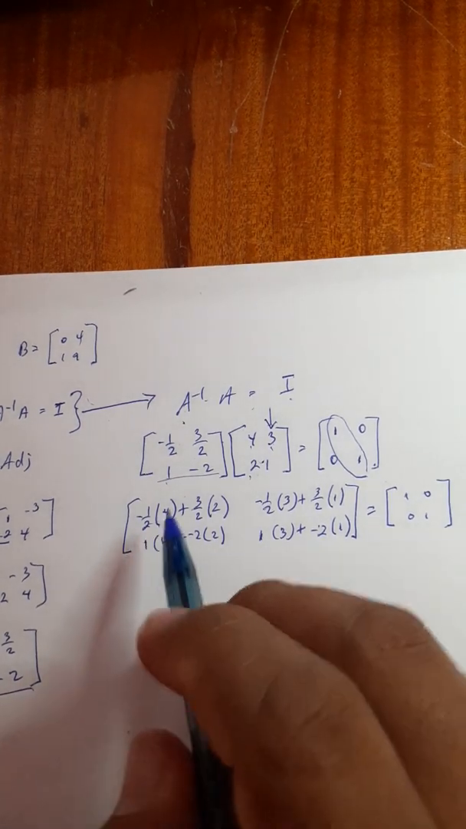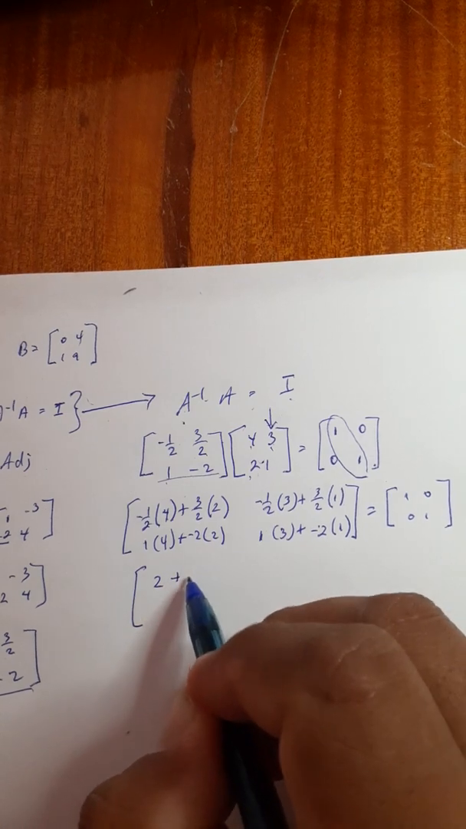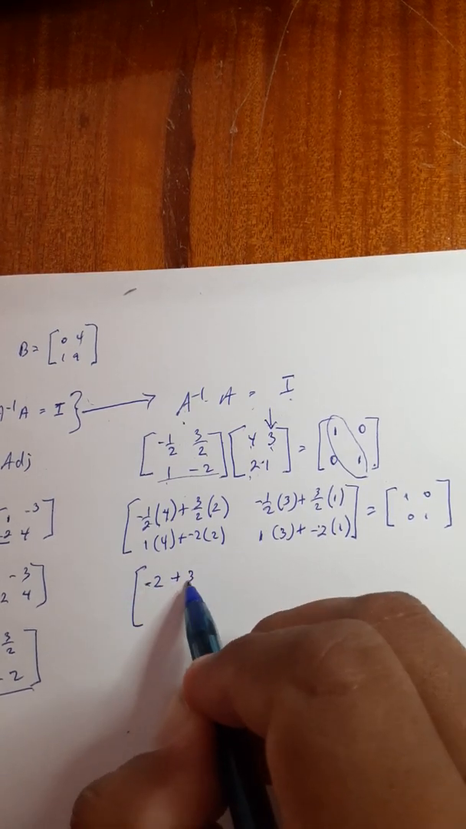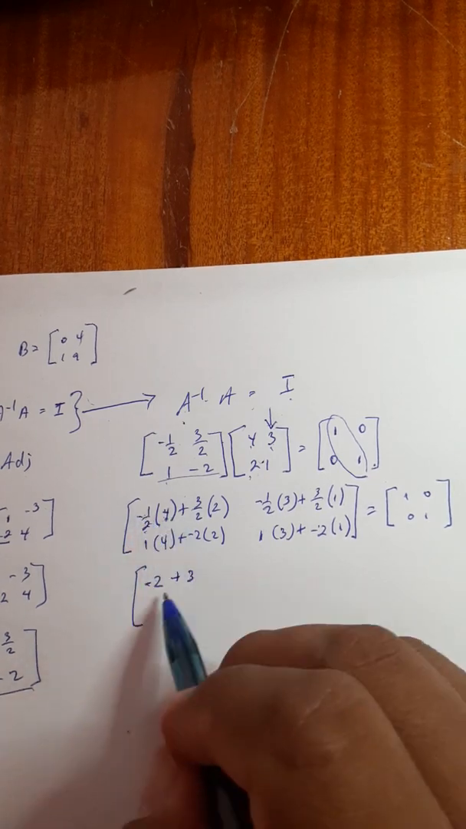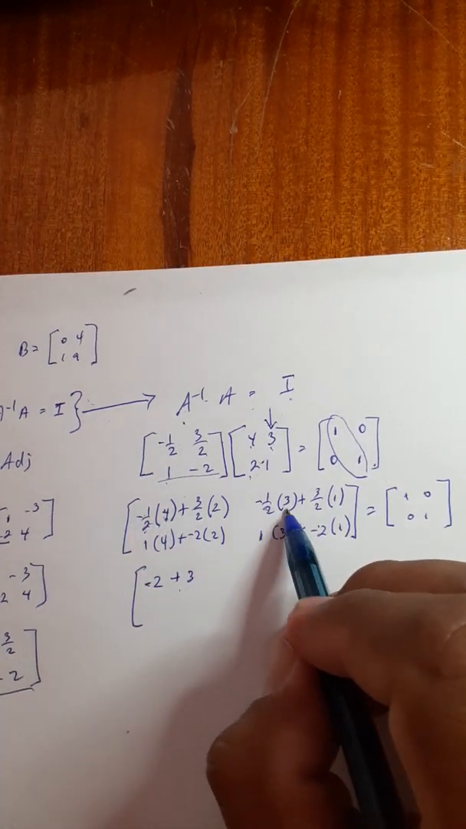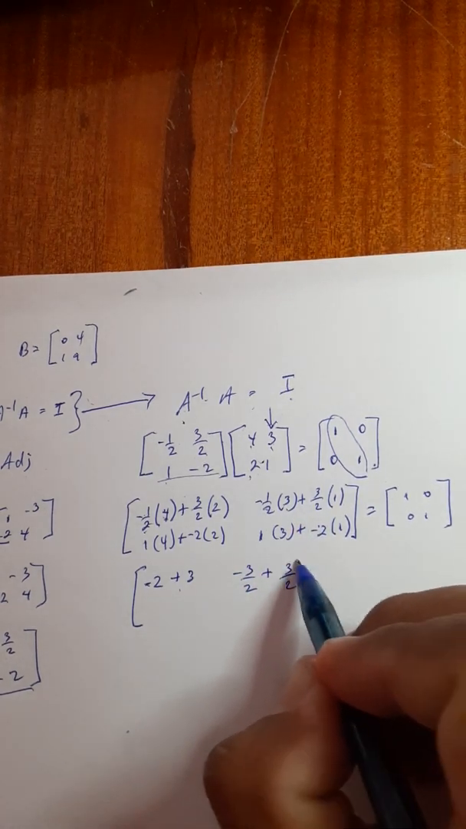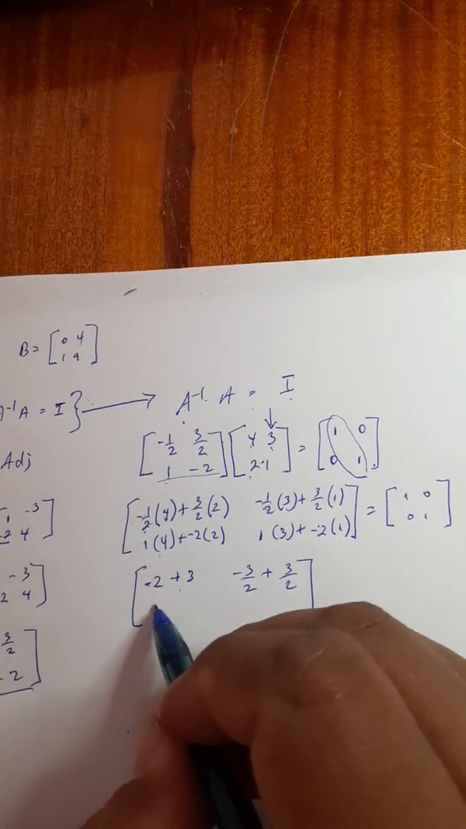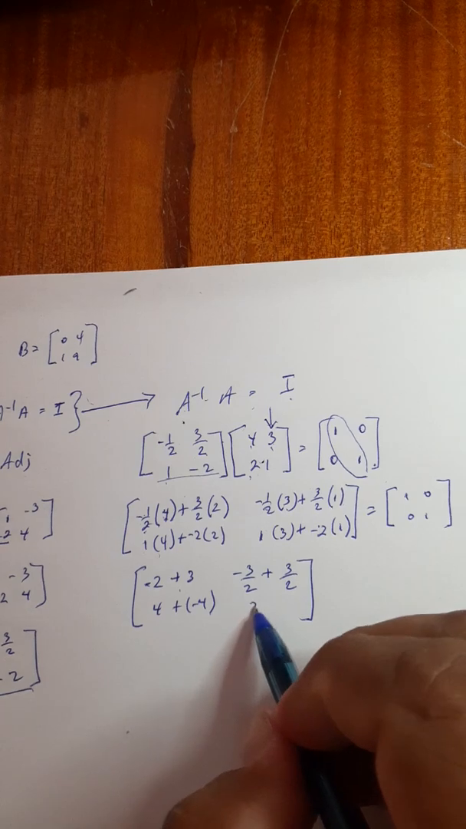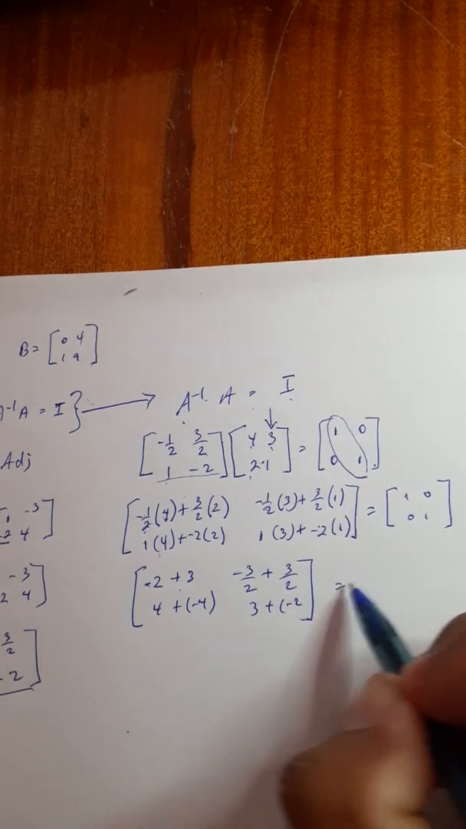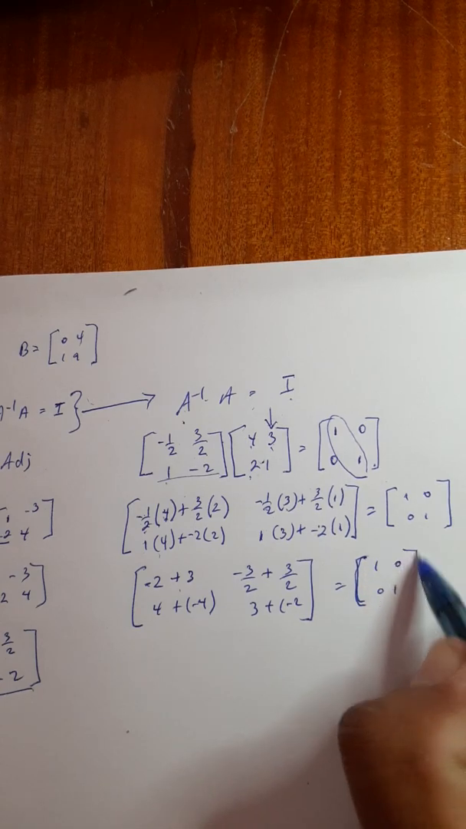So this will give me 2 plus negative 2 plus 3, right? Cancel this, and 2 times negative 1 gives me negative 2. So this will give me negative 3 halves plus 3 halves. Here will give me 4 plus negative 4. And here will give me 3 plus negative 2. And this should give me 1, 0, 0, 1.